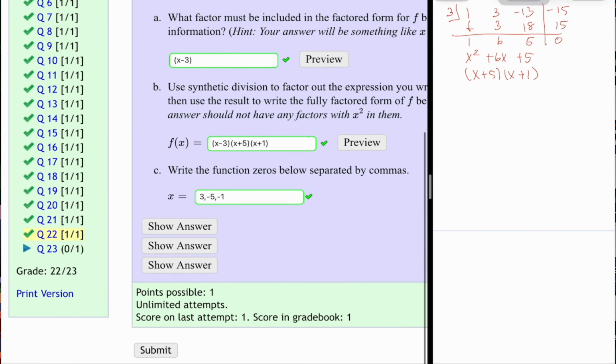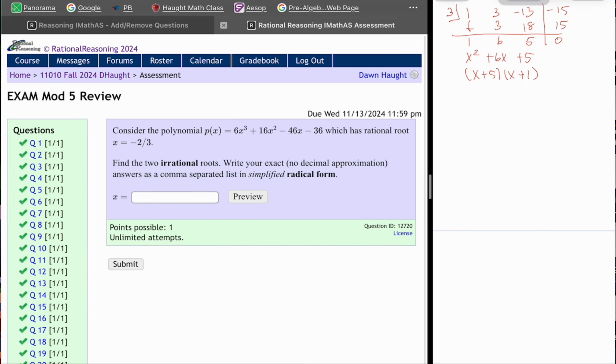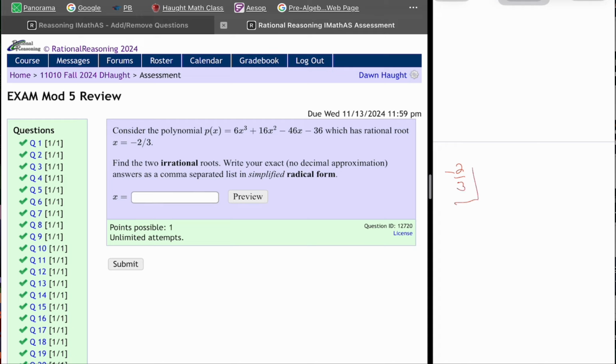And then finally, question 23. This is one where, see where it says the words 2 irrational roots. That means when you get to a question like this, please use the quadratic formula. Now, we're going to take out the root of -2/3 first using our synthetic division. So let me set it up, and then I'll make it bigger so you can see it.